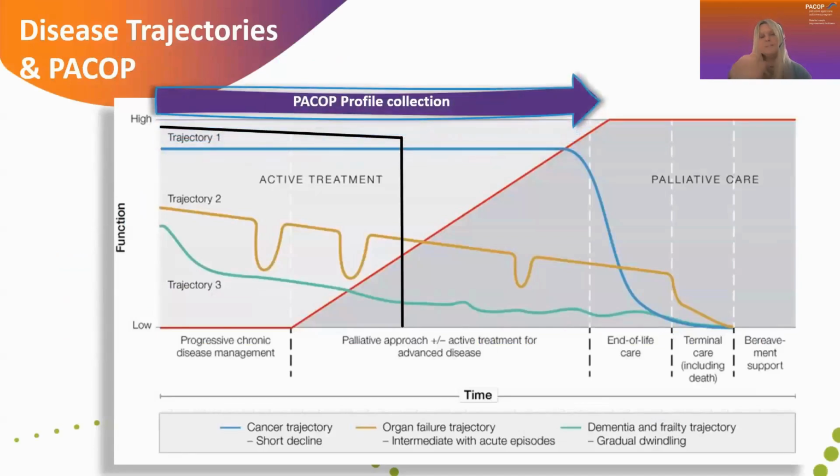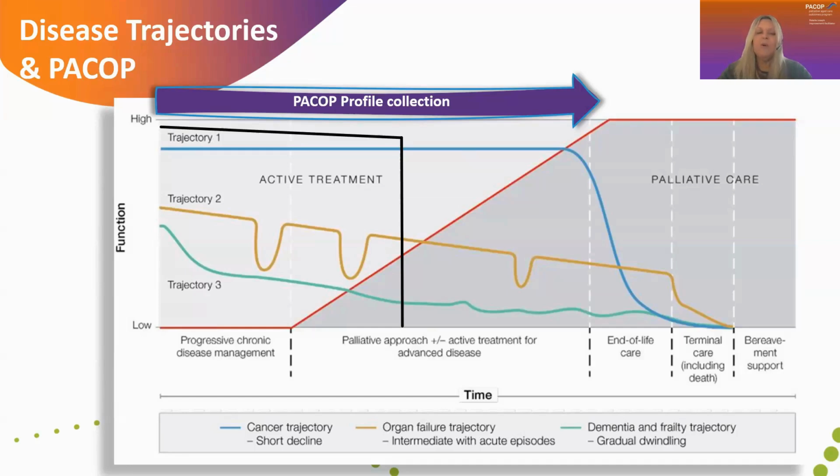All right, so this is just a final slide, really talking about what we all know: that there are different disease trajectories for different diagnoses. This is an example of what it may look like. Trajectory 1 is the cancer trajectory, the blue line. The next one is the organ failure trajectory, which is the orange line. And then the third one, green, is dementia and frailty.